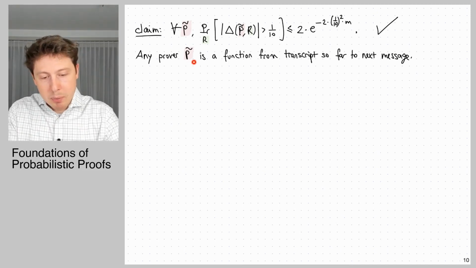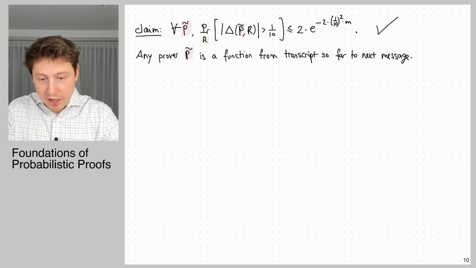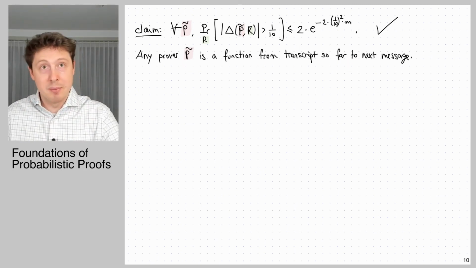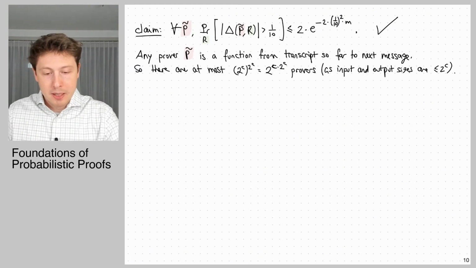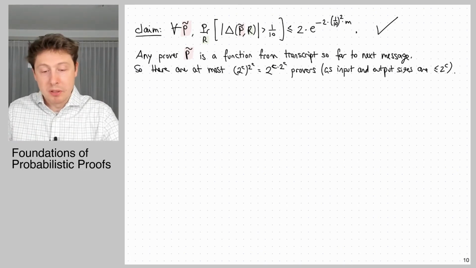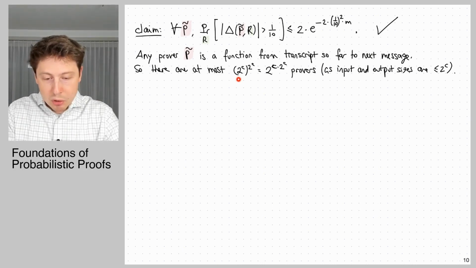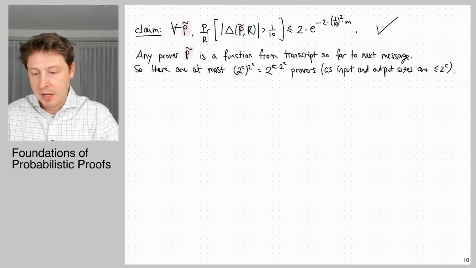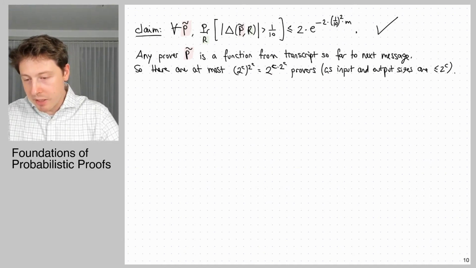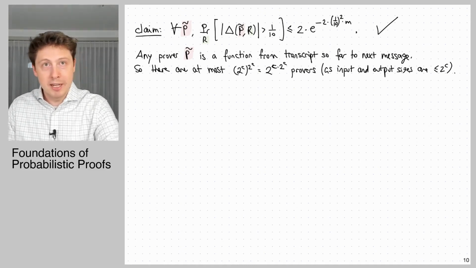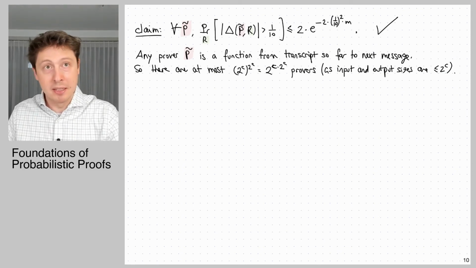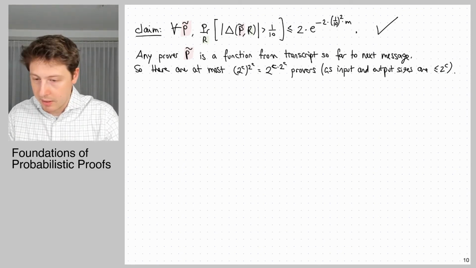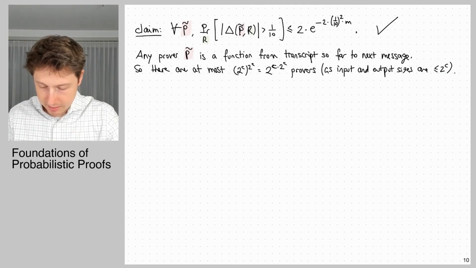We're going to say, look, a prover is just a function from the transcript so far to the next message. So there cannot be too many provers, right? So there's at most 2 to the c, 2 to the c, also known as 2 to the (c times 2 to the c), because the input and output sizes are both bounded by 2 to the c. So here, exactly here, I'm using the fact that the prover communication and the verifier communication are both bounded by c. Input sizes are at most c, sorry.